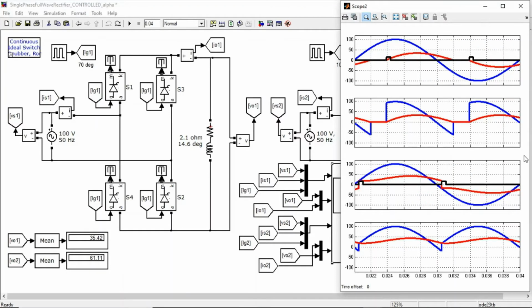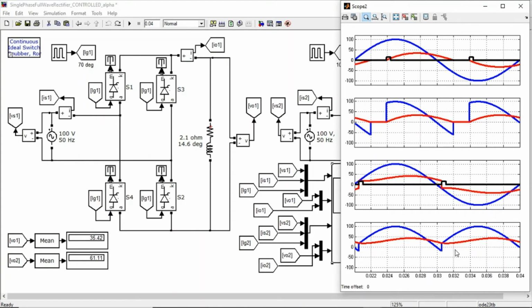Based on the graph, we can see that by using a large firing angle, the left rectifier is supplying discontinuous current to the load. On the other hand, by using a smaller firing angle, the right rectifier can supply continuous current to the load. However, we can see that the output voltage waveform of both rectifiers has a negative cycle.